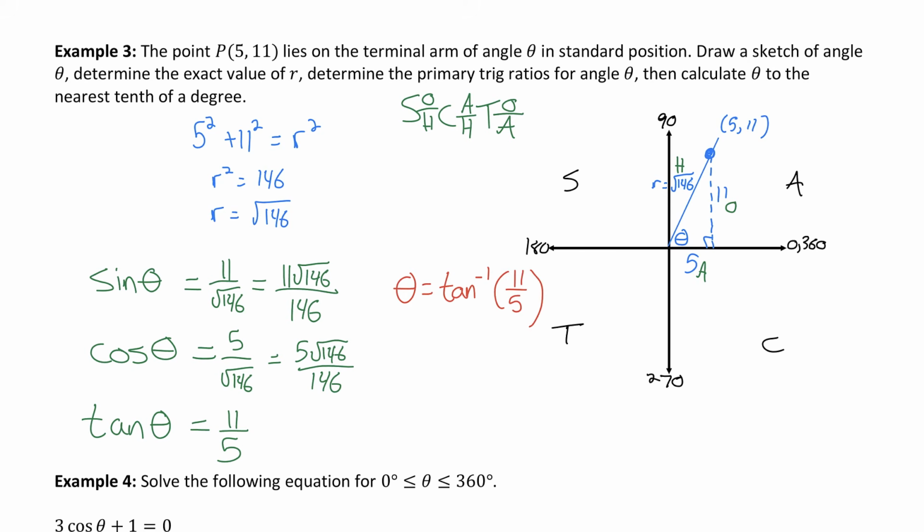Now, there are two angles between 0 and 360 that have this tan ratio. There would be another one in quadrant number 3, because tan's also positive there. But the calculator is going to give me the smaller answer, so it's going to give me the answer in quadrant 1, which is the one that I want. And I get theta is about 65.6 degrees. There you go. I think we've answered everything for that question.